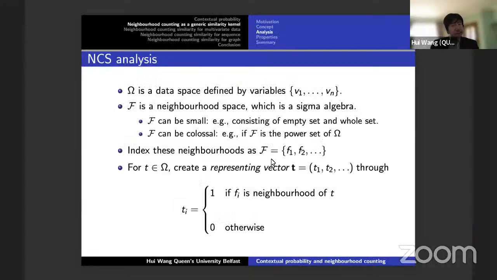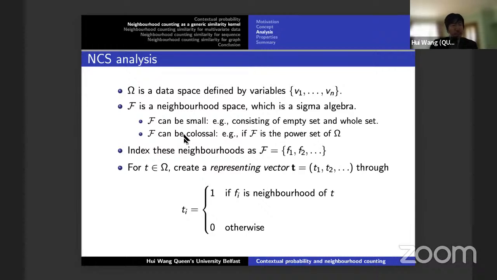We can do an analysis to find out the meaning of the neighborhood counting. So, okay, we have a data space like this, which is defined by a number of variables. And we have a neighborhood space, and the neighborhood space may be small. For example, this neighborhood space may consist of only two elements: one is the empty set, another one is the whole set. So that is the simplest neighborhood space.